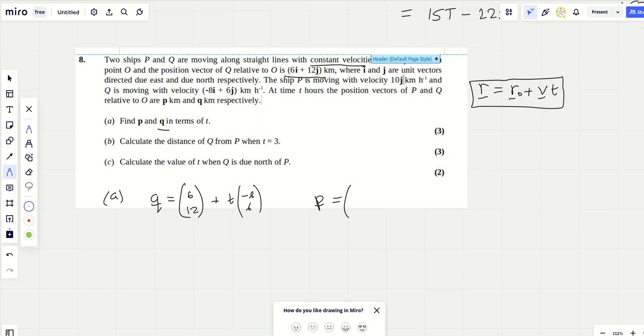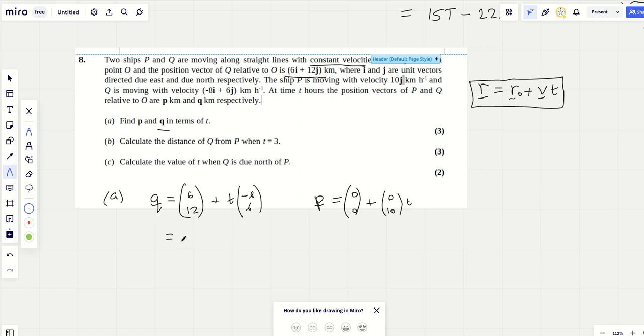Okay, here we go. Initially, P is at the origin. So this, if you like, is 0, 0. That says initially P is at point 0, and now its velocity is just 0, 10. And this is why I don't like i and j, because it's not so clear that it's 0, 10 when you just say 10j. It's easy to make a mistake there. That's P and Q in terms of t.